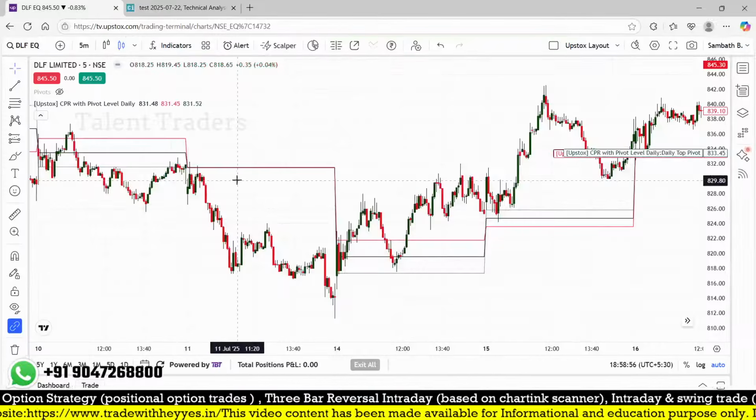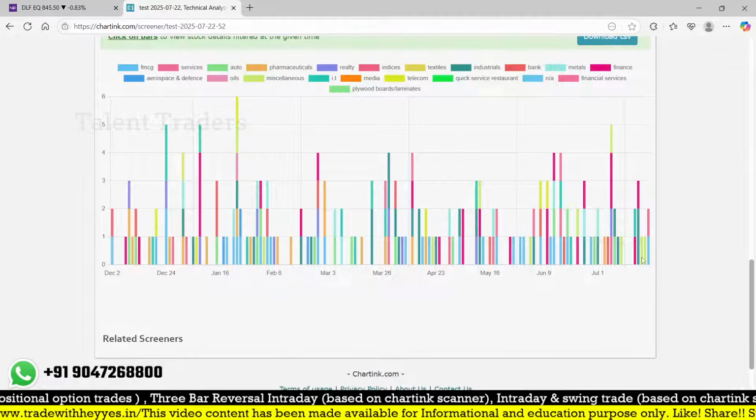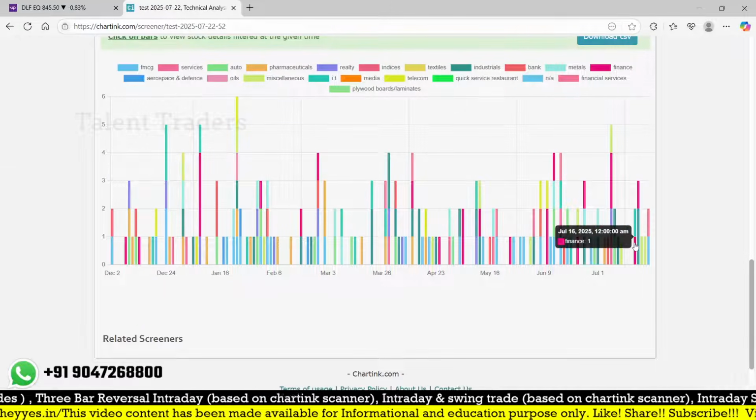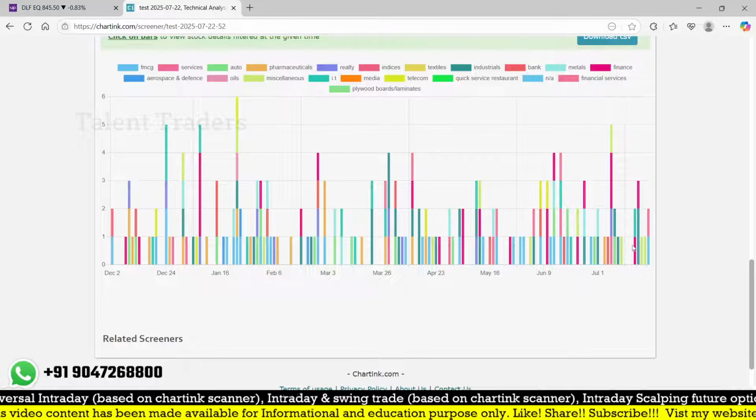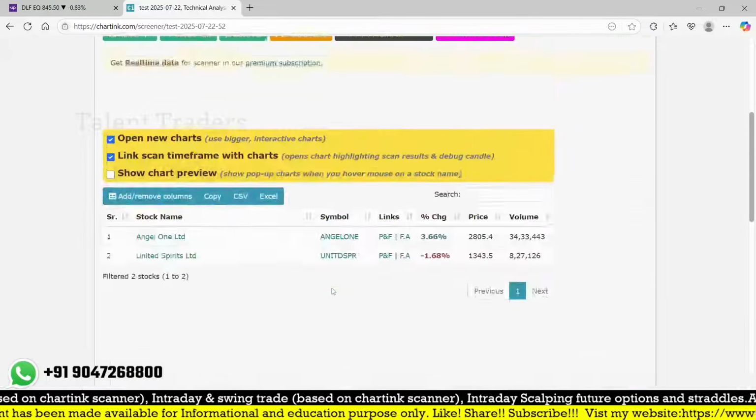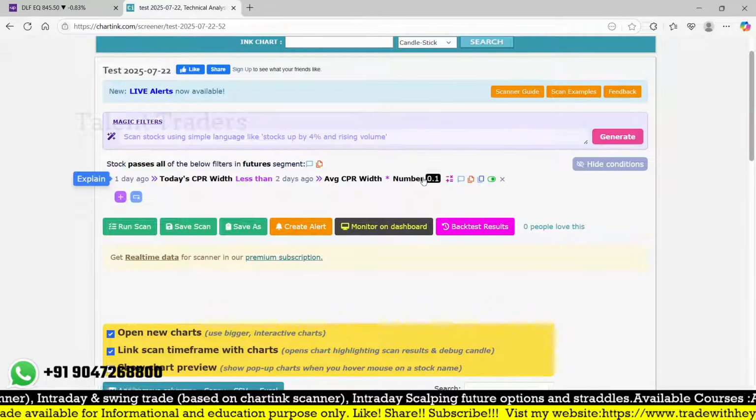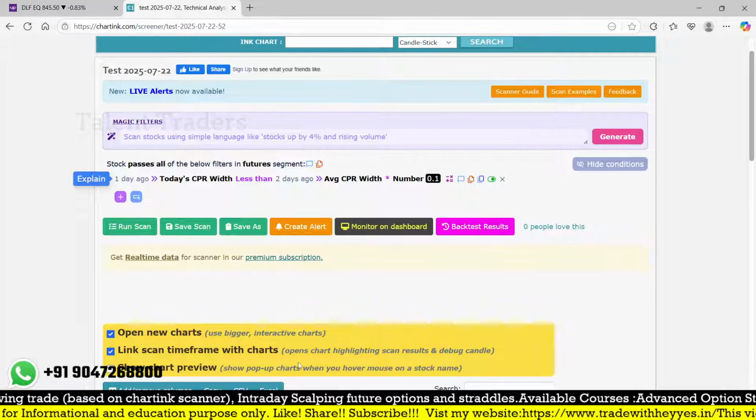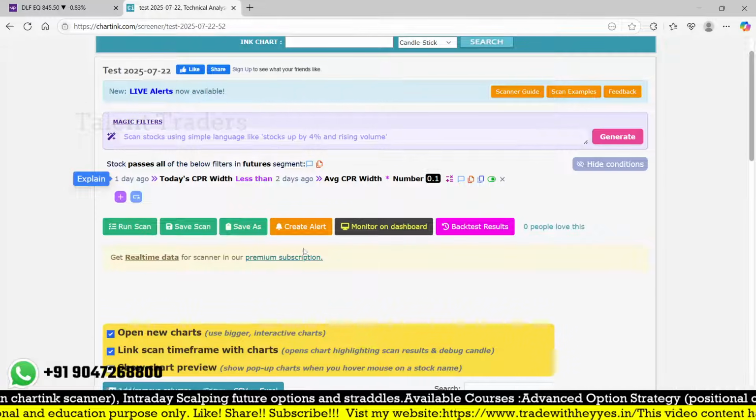What was the date we are checking? 11 July. So we have some stocks, but in this case, with a very tight range, on 11th July we don't have any stocks. So 10 and 16. If you are increasing and decreasing the values, that exactly shows you the better stocks. This is for the live stock filter.